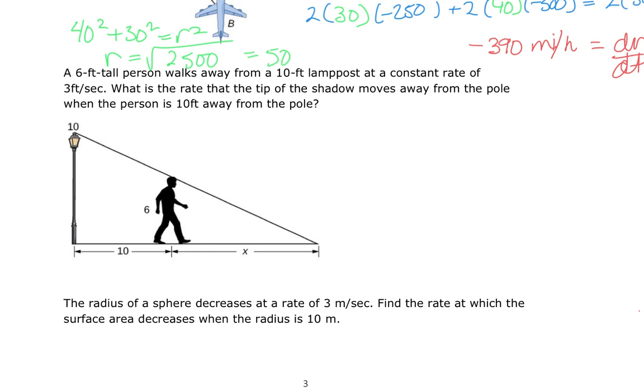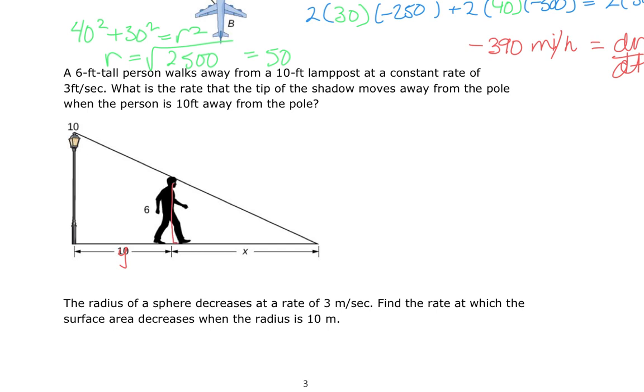All right, a 6-foot tall person walks away from a 10-foot lamppost at a constant rate of 3 feet per second. What is the rate of the tip of the shadow that moves away from the pole when the person is 10 feet from the pole? So the first thing I'm going to do is call this y instead of 10. 10 is the snapshot in time, and I'm not going to use it yet.